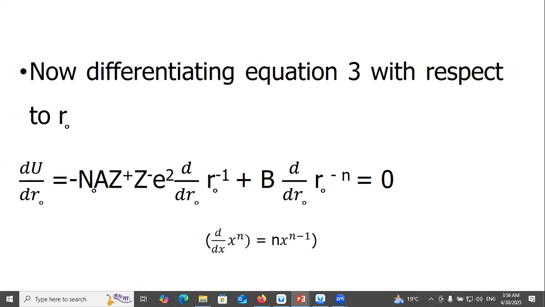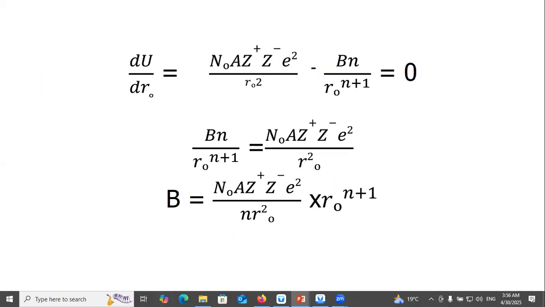This is the formula of the derivative d/dx x^n = n x^(n-1). So dU/dR0 = N0 A Z+ Z- e^2 / R0^2 - nB / R0^(n+1) = 0. Then nB / R0^(n+1) = N0 A Z+ Z- e^2 / R0^2. Solving, B = N0 A Z+ Z- e^2 / (n R0^2) multiplied by R0^(n+1).